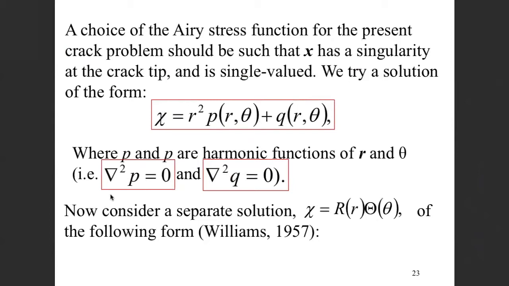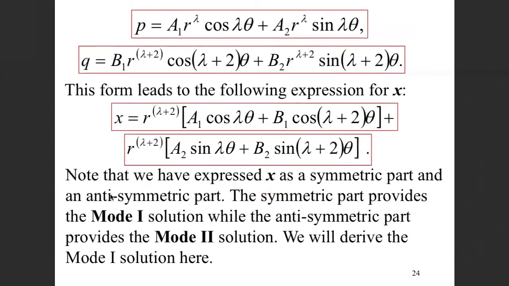And basically we get solutions that look like this, right? We end up having a symmetric part and an anti-symmetric part, the cosine term and the sine term, and the symmetric part provides the mode 1 solution, and the anti-symmetric part, the mode 2 solution. Remember, mode 1 is opening like a duck, right? Mode 2 is shear back and forth this way, right?